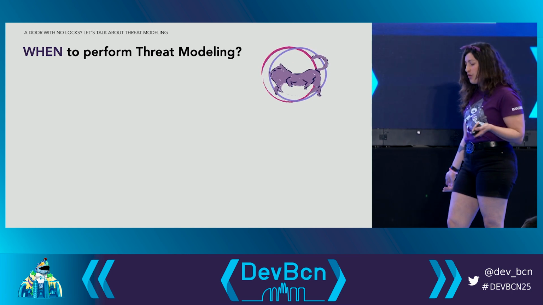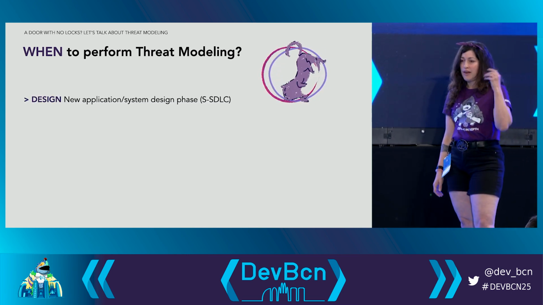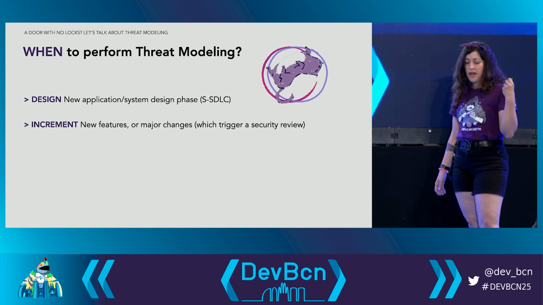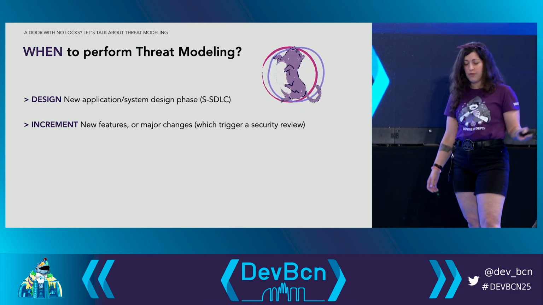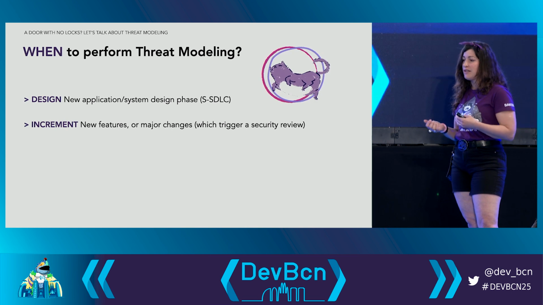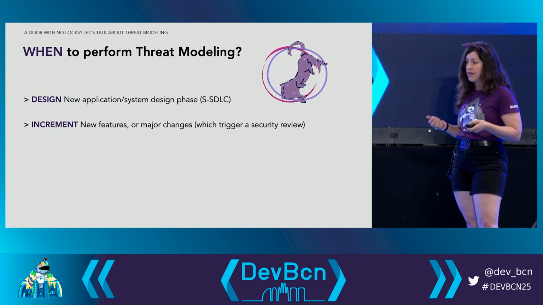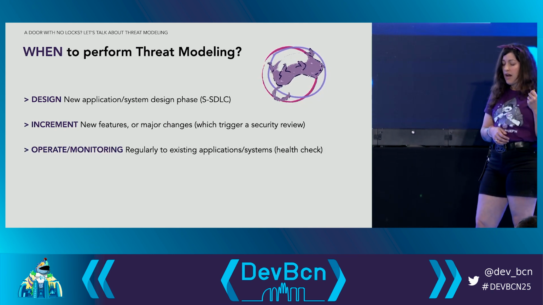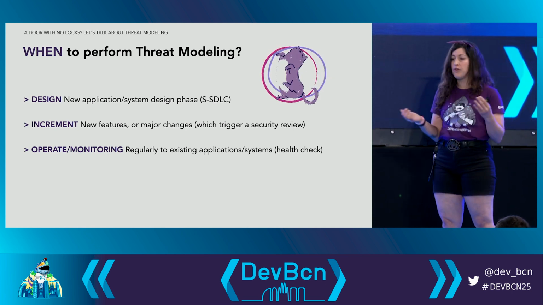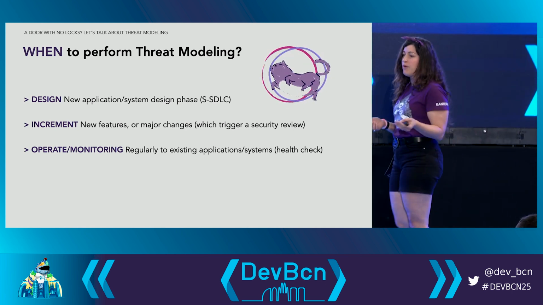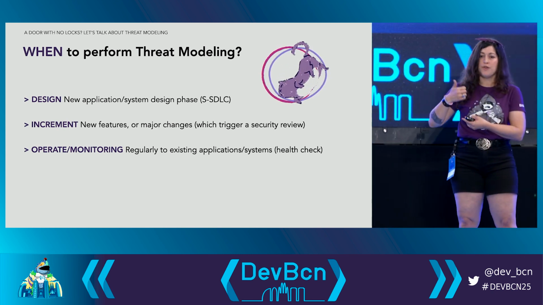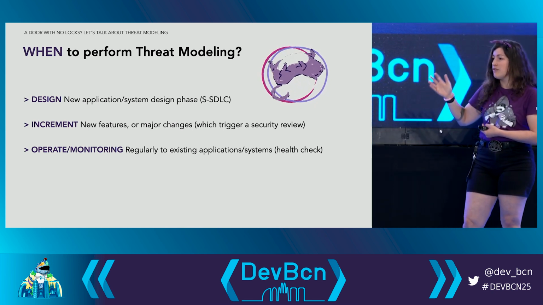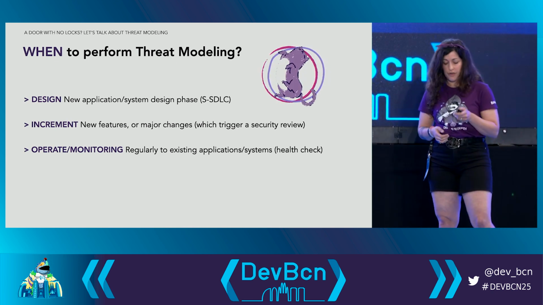So when should you perform threat modeling? For me, there are 4 stages. When you are designing, that's obvious. I already told you about this. When you're incrementing your application, adding new features, doing major changes, those trigger a security review. Of course, not everything triggers a security review. In this case, you would do it here. You would repeat that when you're operating and monitoring your applications. If you go to the doctor every year, hopefully, to check your health, why wouldn't you do that for your applications? Because new threats emerge every day, every hour. So it does no harm, on the contrary, to check how your application is doing.